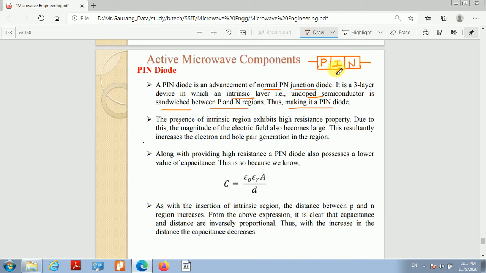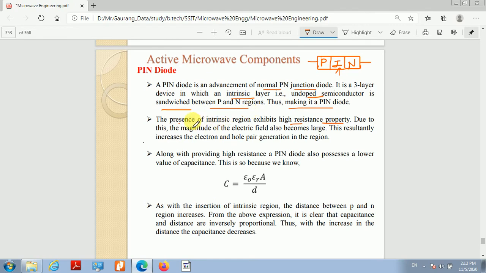Okay, and the presence of this intrinsic region exhibits the high resistance property of this PIN diode. Because this is an intrinsic layer and, as mentioned here, it is an undoped semiconductor, and in an undoped semiconductor the conductivity is anyway low. It means this intrinsic region exhibits high resistance property. Okay, and because of this the magnitude of the electric field also becomes very large. And because of this high electric field, it will result in an increase in the electron hole pair generation in this region.